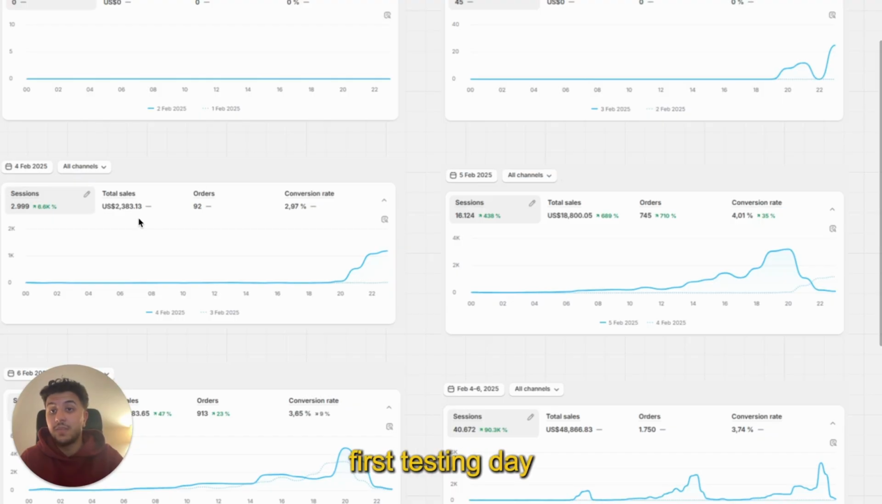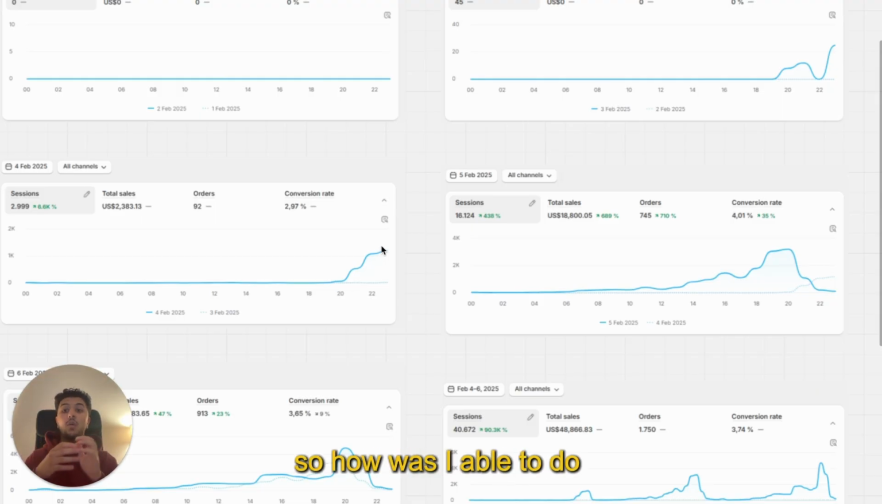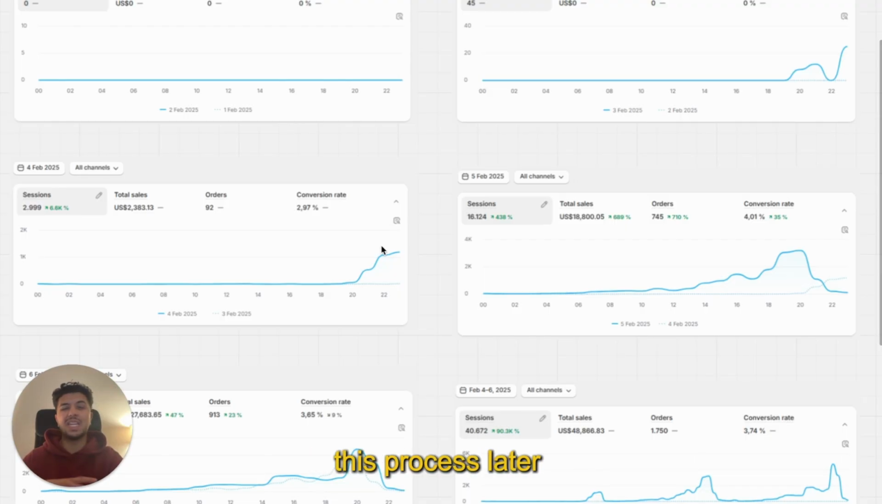And in the first testing day I was able to scale to $2,300. Something you might notice is that we have a little bit of traffic at around 12, 14, and then the biggest traffic we have was from 8 p.m. and upwards. So how was I able to do this? On the first testing day, I'll walk you through this process later in the video. I will show you how I am able to scale to numbers like 2k in the first testing day.